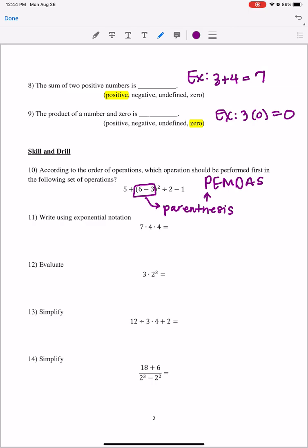11, write an exponential notation. So your base is 7, and you only have one 7. So you can either do 7 to the first power, or more properly, it's just 7. And then times, now we have 2 4s. So your base is 4, and you've got 2 of them, so 4 squared. Okay, so that's your answer on this one. Let me circle final answers.